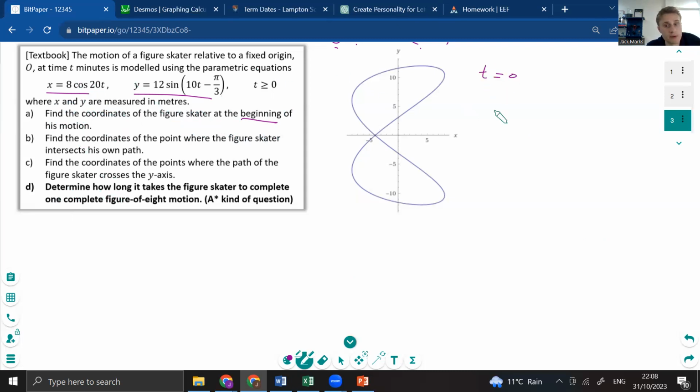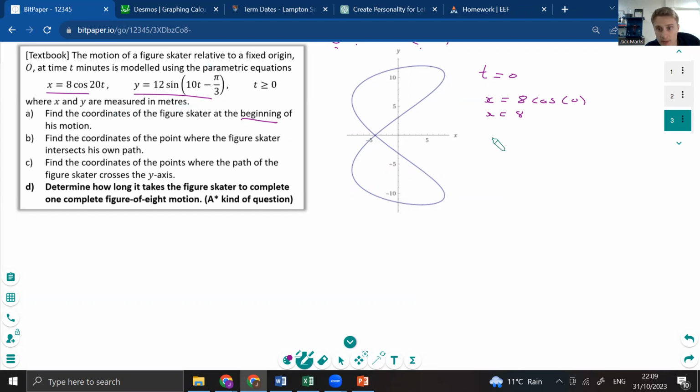So t = 0 needs to go into your equations. So x equals 8 lots of cos of 0. Cos of 0 is 1. So this is just going to turn into x equals 8. So the figure skater starts, I don't know exactly where. It's either there or it's there. I don't actually know which one it is yet.